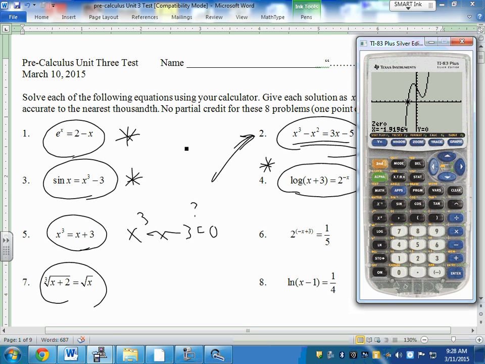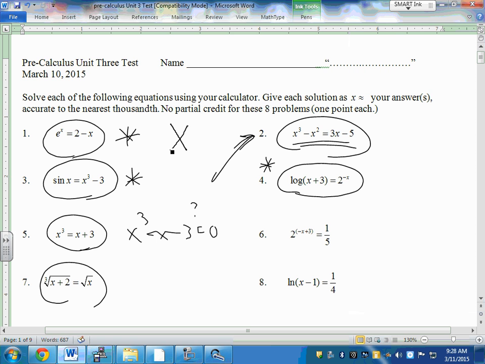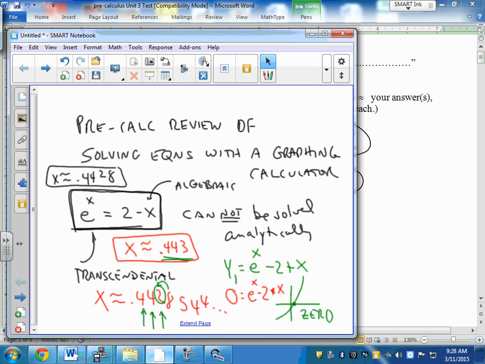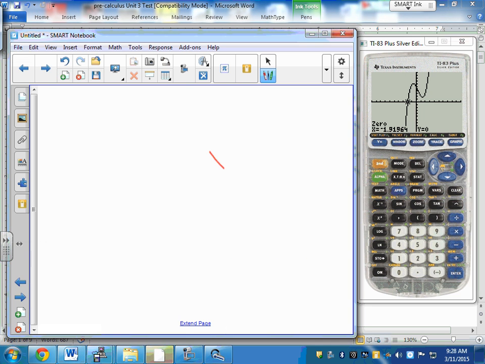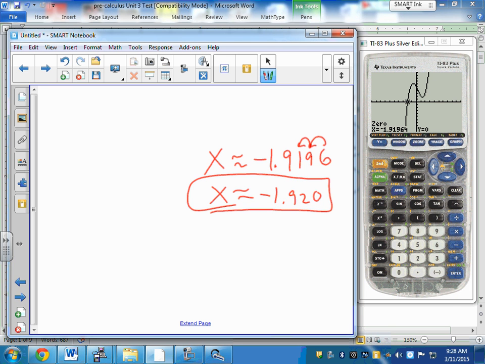X is going to be equal to, let me bring that back up, and there's my smart screen. Okay, so for this problem, we have x is approximately equal to negative 1.9196. This is going to kick that up. So I should have x is approximately negative 1.920. That would be the answer to the nearest thousandth.